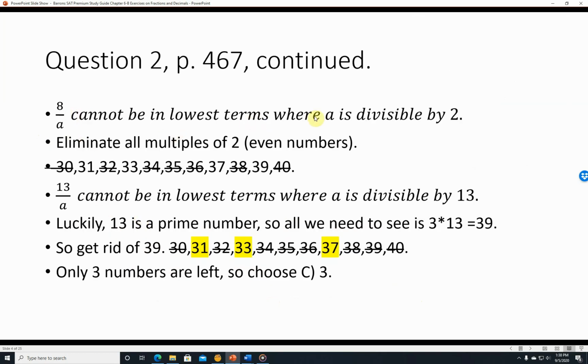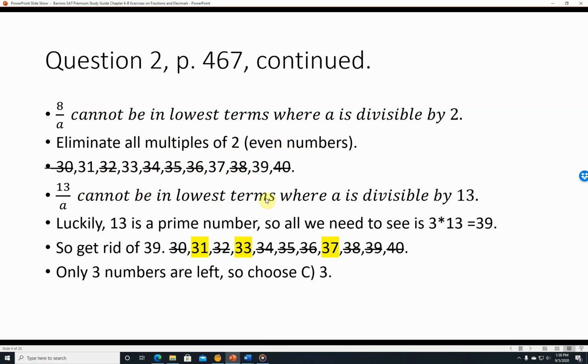Well, 8 over A cannot be in lowest terms where A is divisible by 2, because 8 is obviously divisible by 2, it's an even number. So we just take out anything that's an even number that we haven't already taken out. So we take out 32, 34, 36, and 38. Alright, so that takes out all the multiples of 2, also known as even numbers.